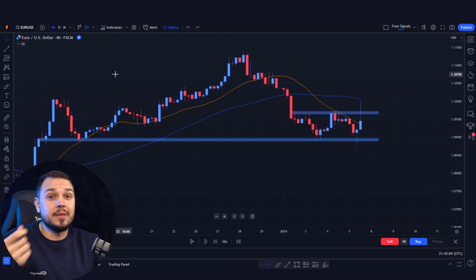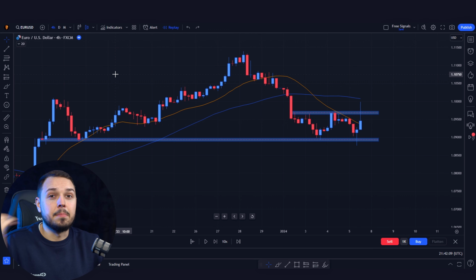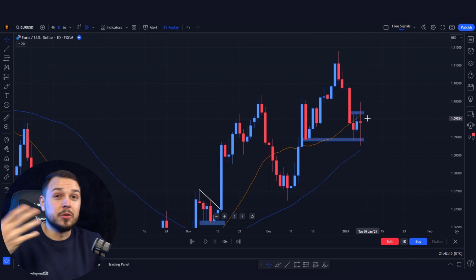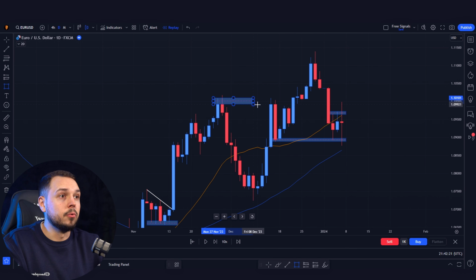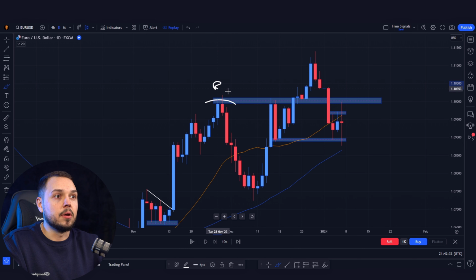But to make sure that this area of resistance actually holds, you need a higher time frame bias. Now this is Euro US dollar, the 4-hour time frame. Let's head over to the daily time frame and see what's going on. If we use the rectangle tool one more time, we can see that it actually has a strong area of resistance, right? Previous area of resistance just over here.